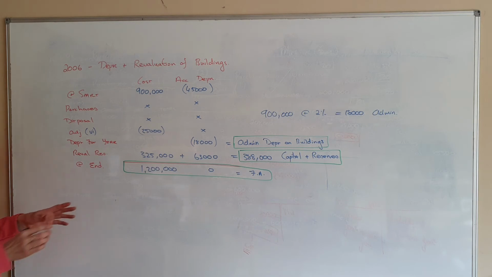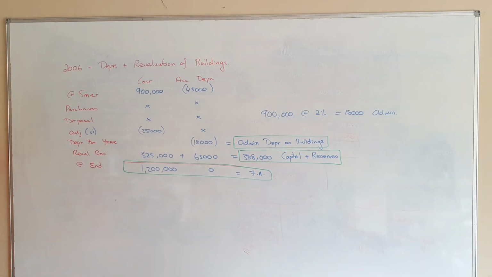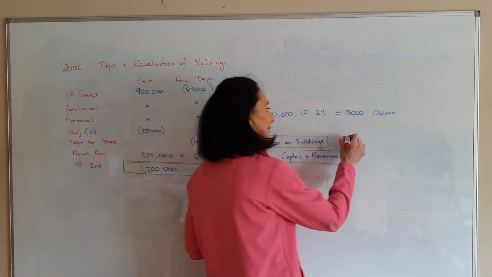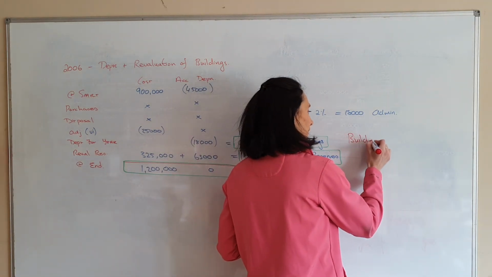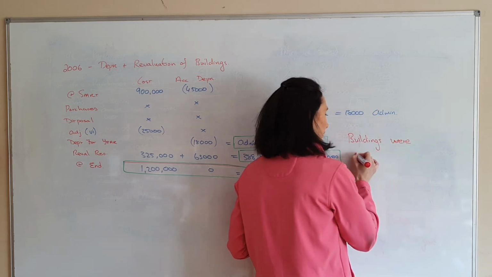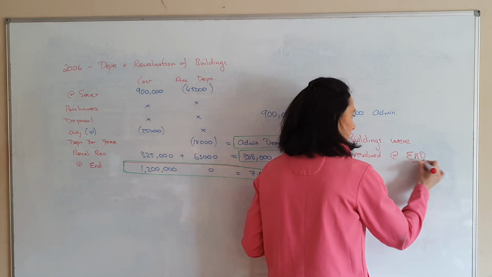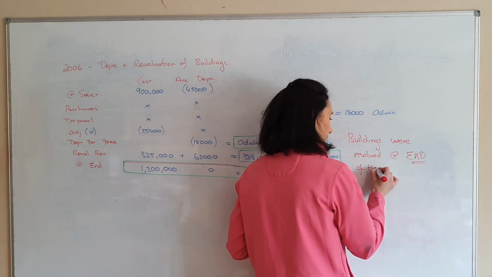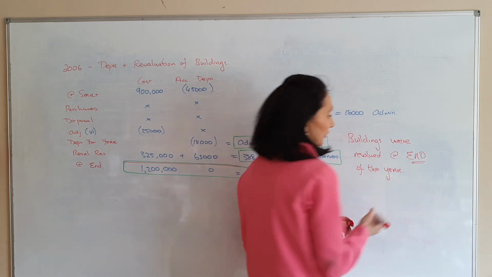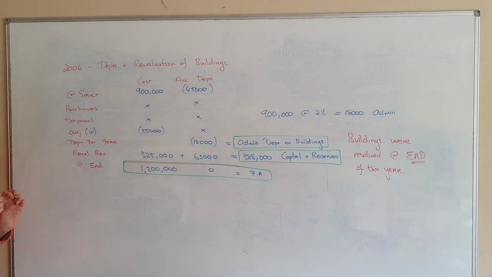Okay, now that's that figure there actually that goes with that. Just be careful, this is correct if you use this method, if buildings were revalued at the end of the year. Now in the future I'll show you a question where it wasn't revalued at the end, but that's how you would do it if buildings were revalued at the end. Doesn't change, stays the very same.